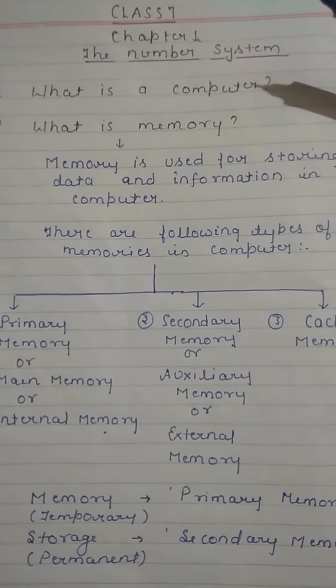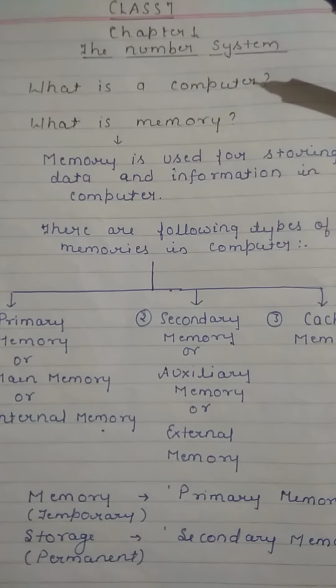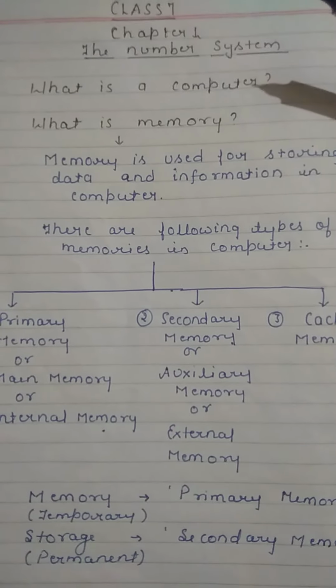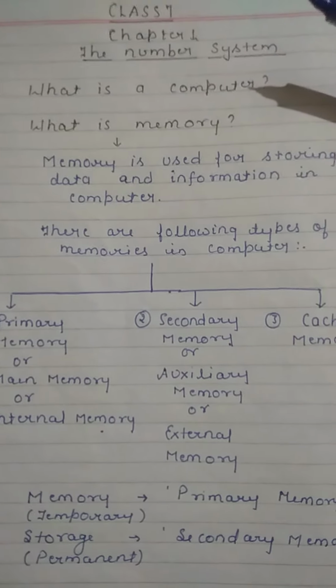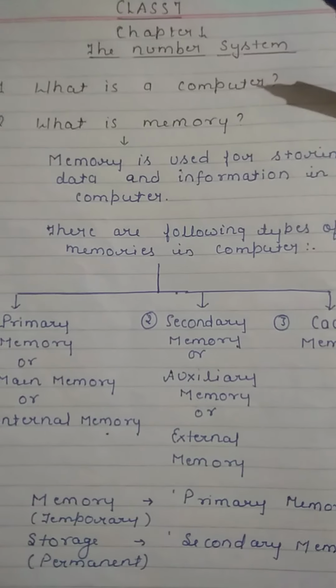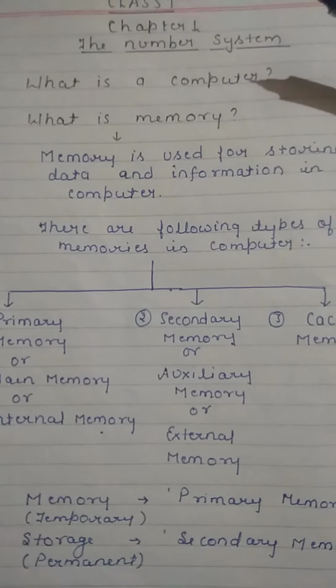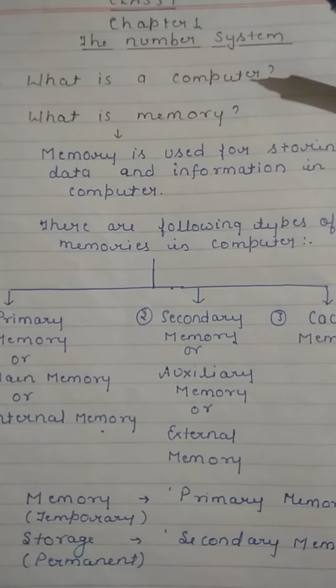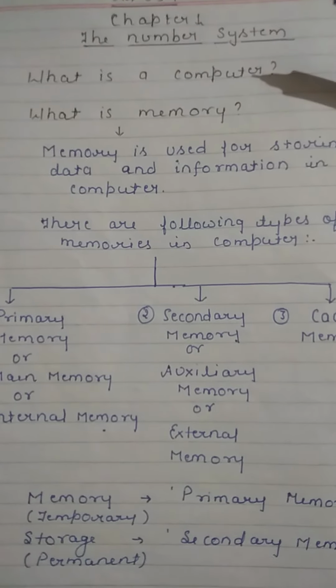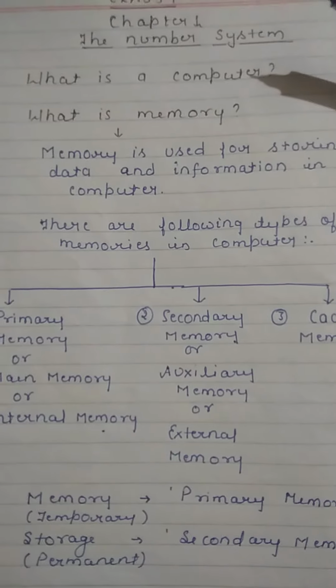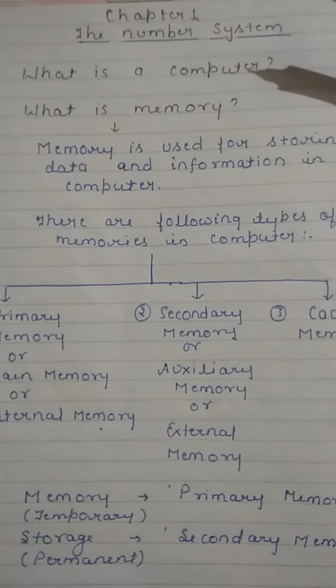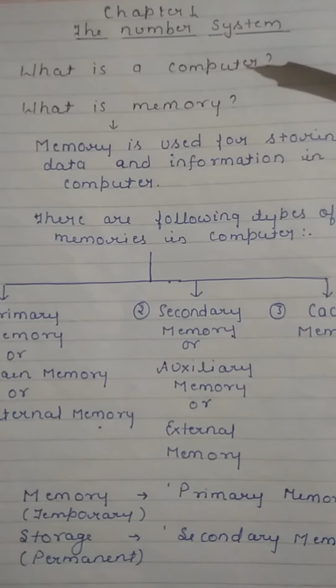So as the name suggests, memory is used for storing data and information in a computer system. I think all of you are familiar with this word related to the computer, and you know what the use of memory in the computer system is. So memory is used for storing data and information in the computer system.